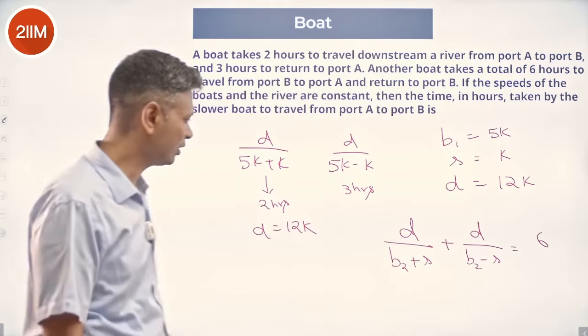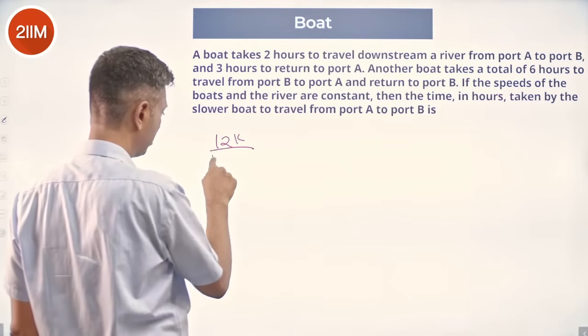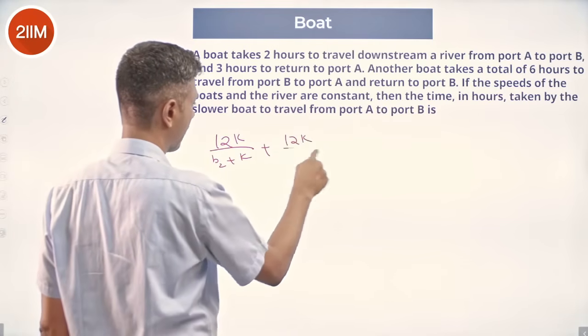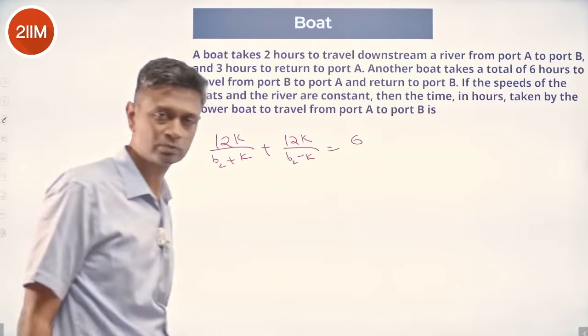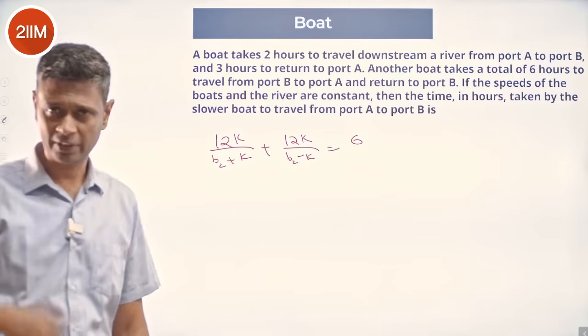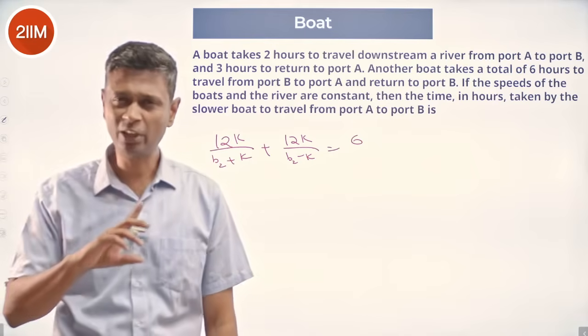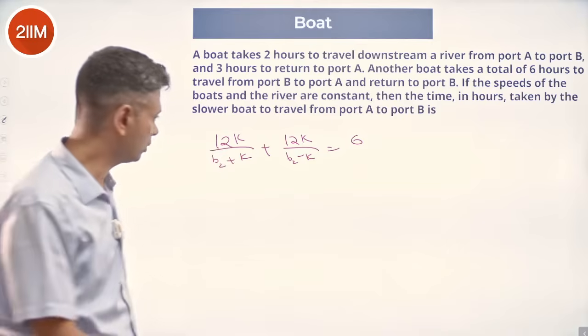And so let's fill this in. 12k by b2 plus k plus 12k by b2 minus k is equal to 6. And then find b2 in terms of k and then simplify and solve. So there are two variables in this equation, but it's actually, technically speaking, only one ratio, which is k. Divide by k throughout.